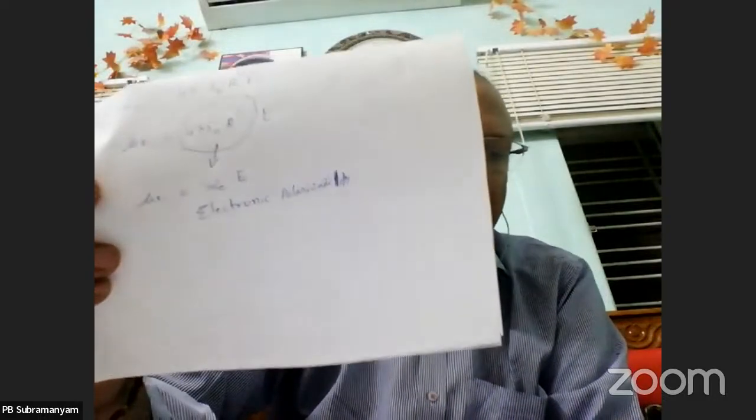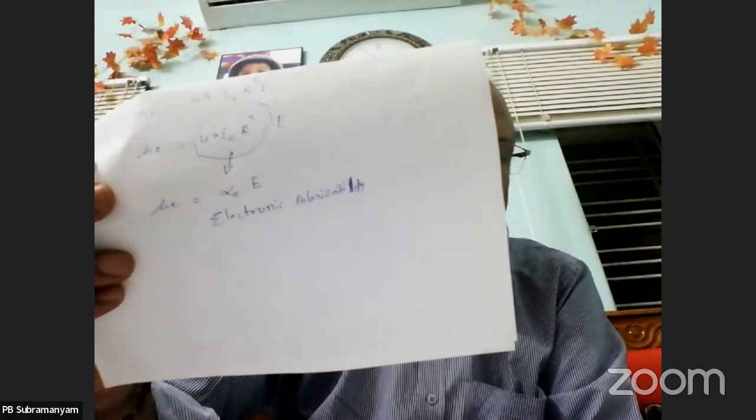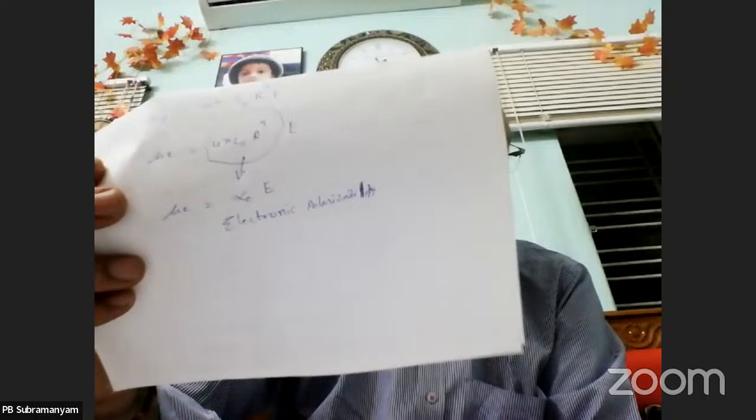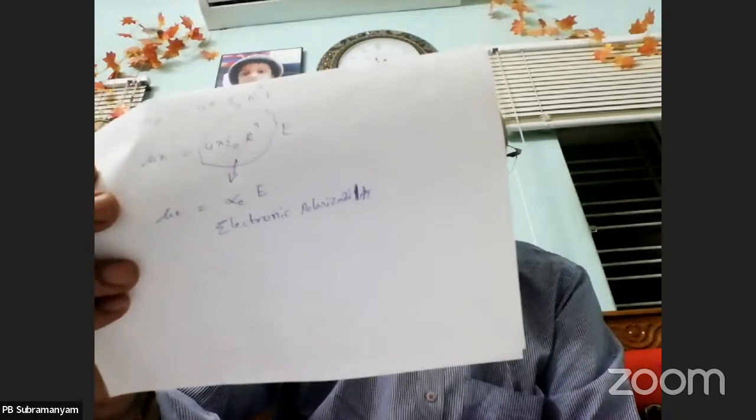Further, you can write the dipole moment per unit volume, which is said to be electronic polarization. Then P is equal to N times mu e. Mu e is linked with the electronic polarization dipole moment. The dipole moment Pe is equal to N times mu.